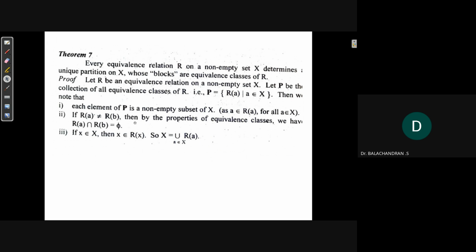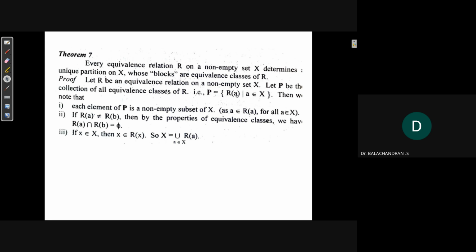So the proof is a little bit short. You can easily write it. Let R be an equivalence relation on a non-empty set X. From this, I should show there is a partition corresponding to this relation. Let capital P be the collection of all equivalence classes of R. So capital P equals the set of all R of A, the equivalence classes of A, such that A is an element of capital X. Then we note that each element of P.